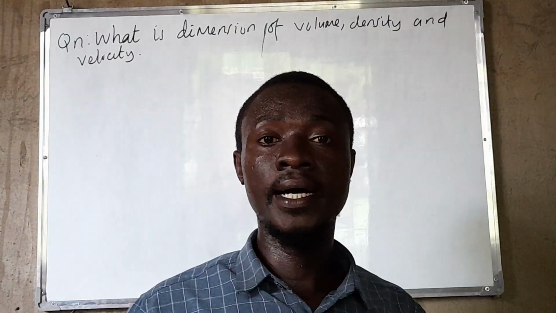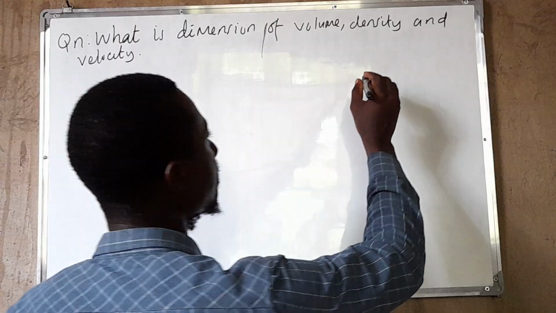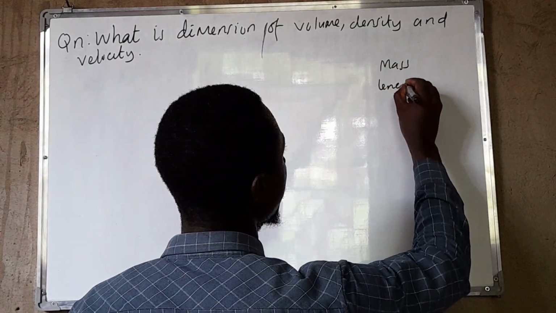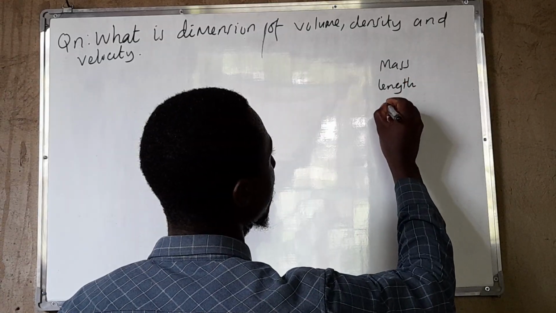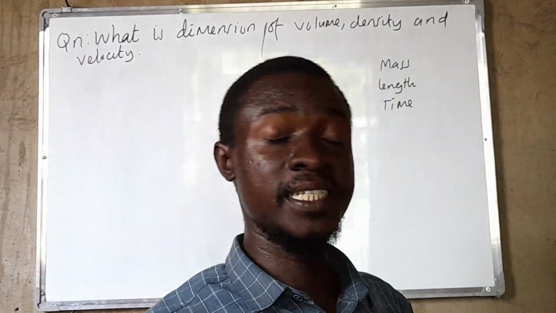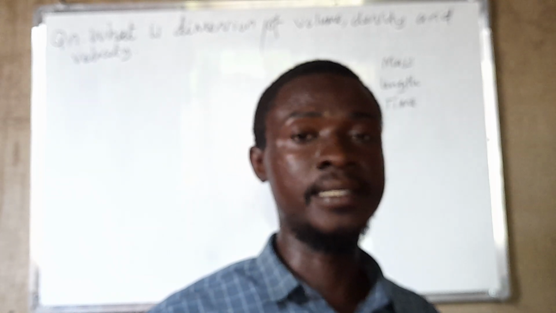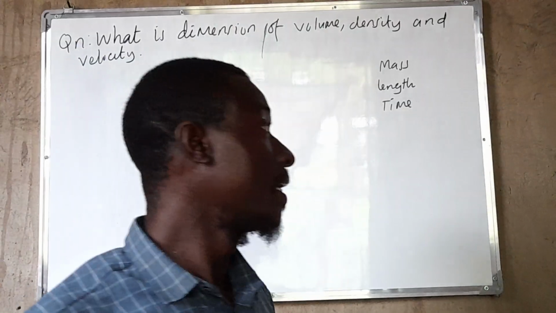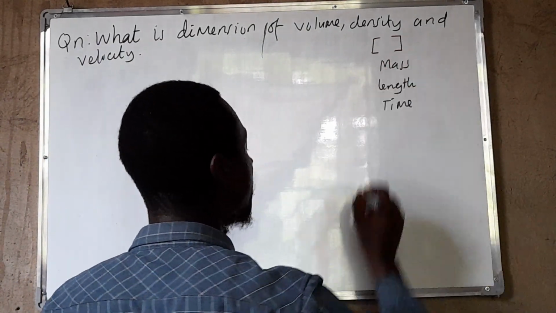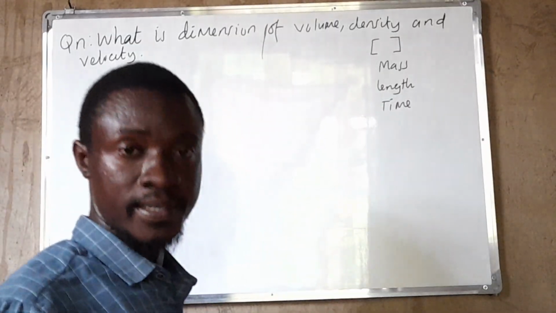When we are talking about the basic fundamental physical quantities, we mean mass, length, and time. These are three basic fundamental physical quantities which are used to determine the dimensions of the other physical quantities. Something to understand in this lesson is this bracket. This bracket means dimensions of.